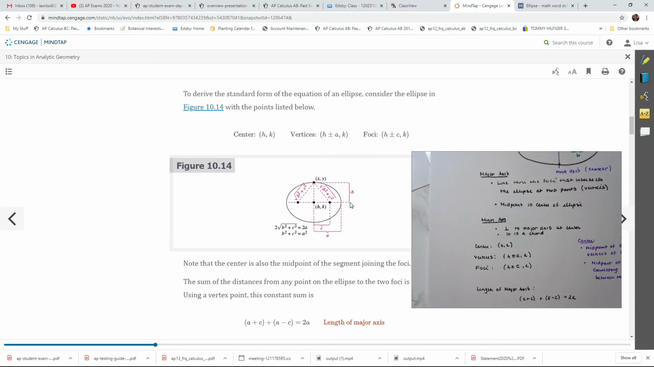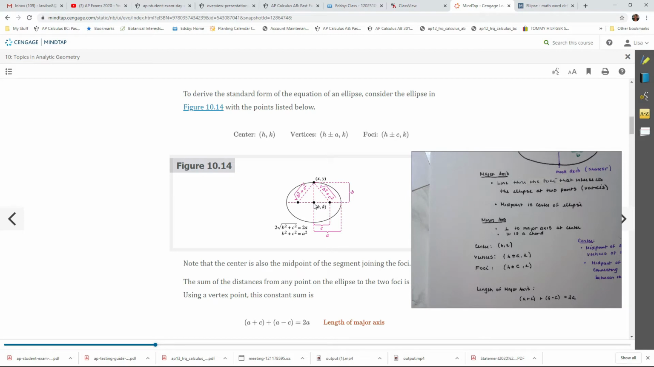This is a very nice picture, and this is why I wanted to use the book. So we have an ellipse with a center at (h, k). The distance from the center to each focus, or foci, is called c in this book, always. And the center is the midpoint between both foci. So this is the midpoint of this segment right here between this focus and that focus.